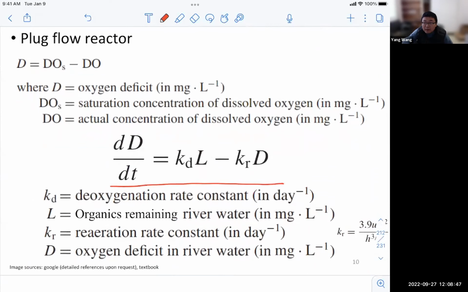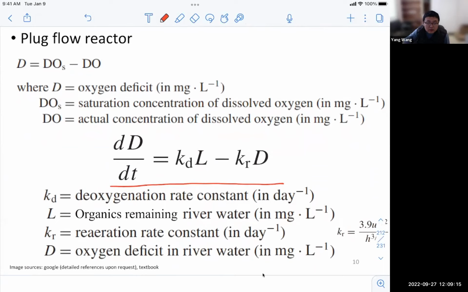All right, any questions until now? So far, so good? Yes. Okay. So this is our differential equation. If you are not clear, you can also send me a private chat, so I can go over that.